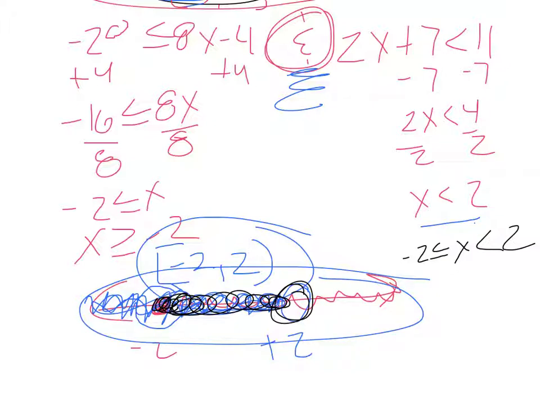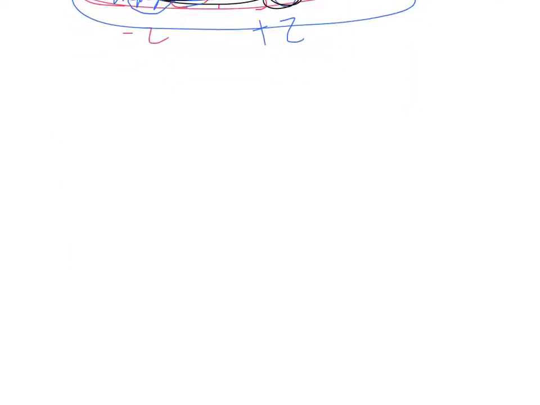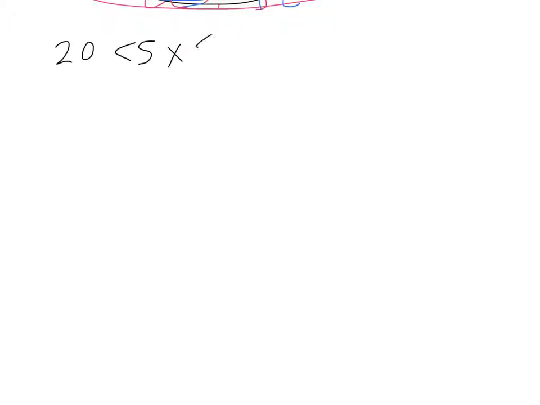Okay. So let's just do a couple more of these, and that'll be good for this part. Now, the next one here, we've got a couple compound inequalities. We got 20 is less than 5x, which is less than or equal to 40. So recall when we have these compound inequalities, these are really ands.